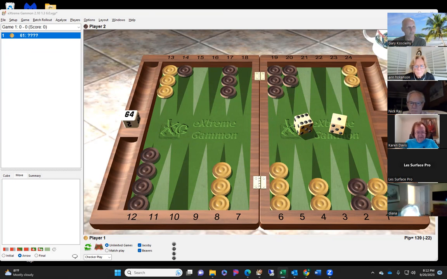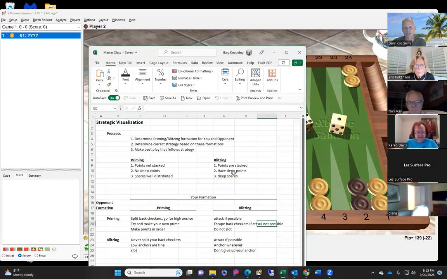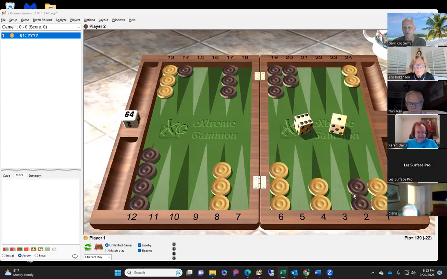If we look at blitzing, points are stacked, have deep points and deep spares. Okay, now here we don't really have stacked points, but we have this deep point, and that's a telltale sign, particularly if you have a deep point past the anchor. That's your only real strategy here, blitzing. Now, keep in mind that this is not a very good blitz if you've made points behind the anchor. So it's a blitzing formation, but you're not really going to blitz here. You're going to try to do something else.